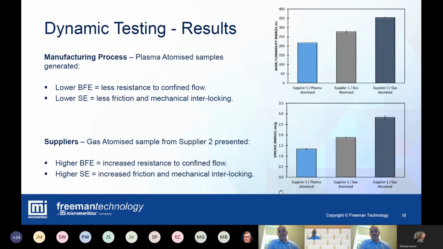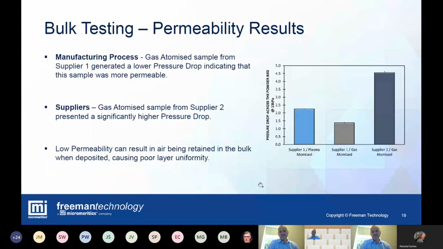If we look at the next slide now, if you remember in the previous case study, permeability was really key to performance. Again, if we look at the permeability data, we can still see those big differences between supplier 1 and supplier 2. So they're not going to behave the same in process. They are different despite what other tests have told us. The plasma atomized sample actually doesn't give us the best results. It generates a slightly higher pressure drop.